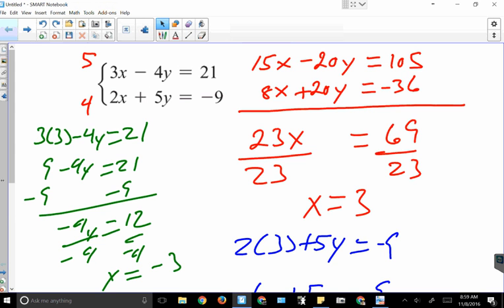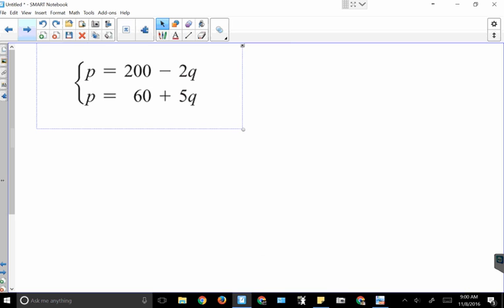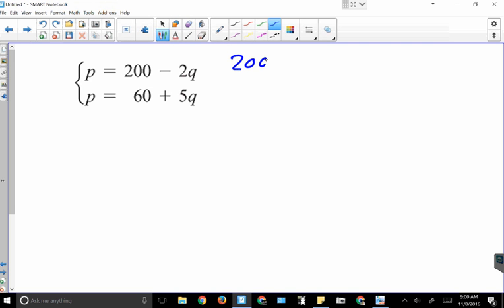When we were looking at this, were the y's the same things? Were the x's the same things? So when we're given a system of equations, x is the same, y is the same, p is the same, q is the same. So all I can really do here, make life easy for myself, is I can go and say, hey, 200 minus 2q is going to be equal to 60 plus 5q. Is that legal? Just a substitution. I replaced what p is equal to. Now, I've got one variable. Can I go through and solve?